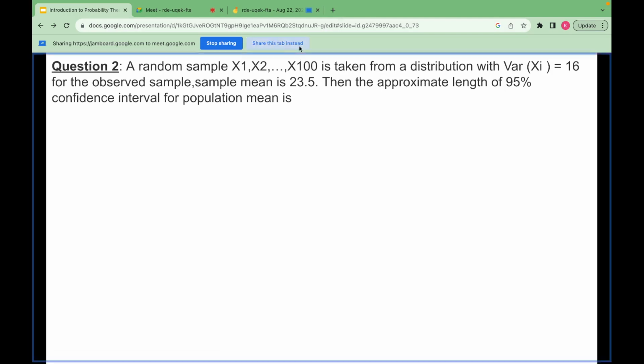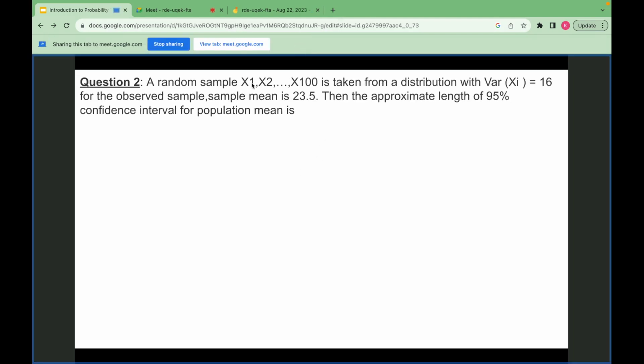Moving to the next question. A random sample of 100 samples is taken from a distribution with variance 16. The observed sample mean is 23.5. Then the approximate length of the 95% confidence interval for the population mean is?